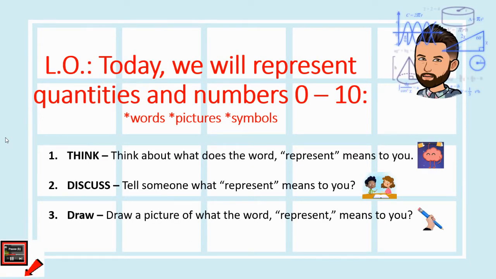Today in class, like I said, we will represent quantities and numbers 0 to 10. We'll work with words, pictures, and symbols. As always, I have 3 tasks I want you to do. Number 1, think about what that word represents and what it means to you. Number 2, discuss or tell someone at home what it means to you. And then 3, come back to your workbook, your notebook, and either draw a picture of what that word means, or write a few words if you can about what you and someone else talked about at home. Unpause the video when you're ready, and we'll keep on going.